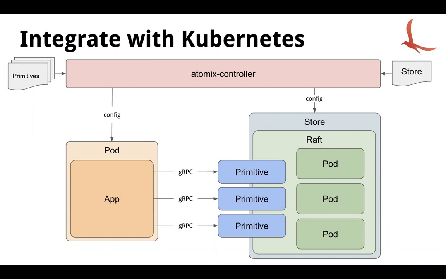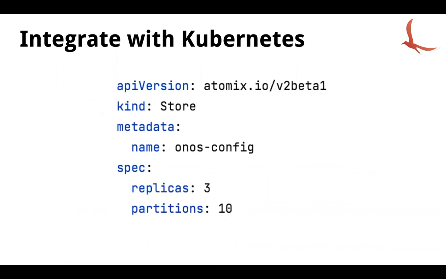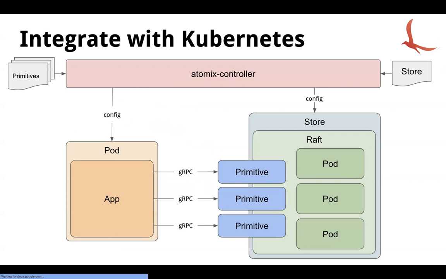Is the Atomix controller then app specific? No. But the Atomix controller is the one creating the primitives. Yeah, and it's getting that information from here. Oh, I see. So when you look in the ONOS config chart, there's a primitives.yaml and it defines all the primitives that it uses. When you deploy the ONOS config chart, the controller will create those primitives. It'll create those state machines. So the app will create these resources. But it's not one controller per deployment of a service. It's one controller for every service. Yes, another app could use the same Atomix controller. Right.